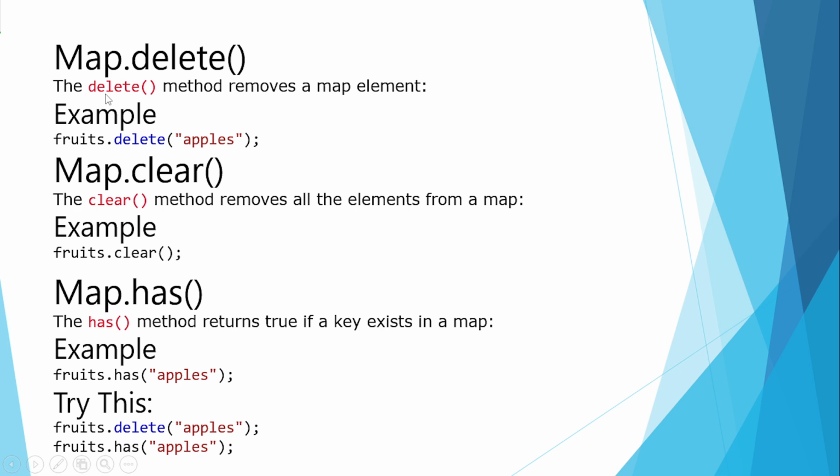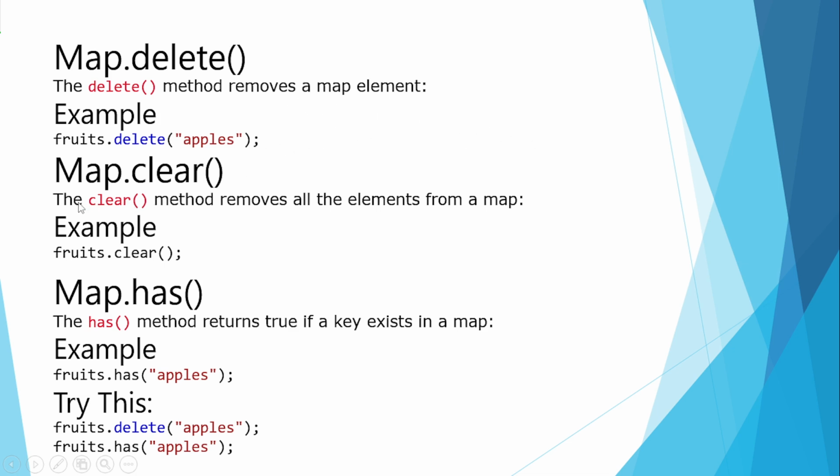Map.delete: the delete method removes a map element, meaning whatever element we want to remove from a map, we can use the delete method to remove that element from the map. Like if you want to delete apples, then we can just call the delete method, and in that delete method we pass the key, then that key-value pair will be deleted or removed.